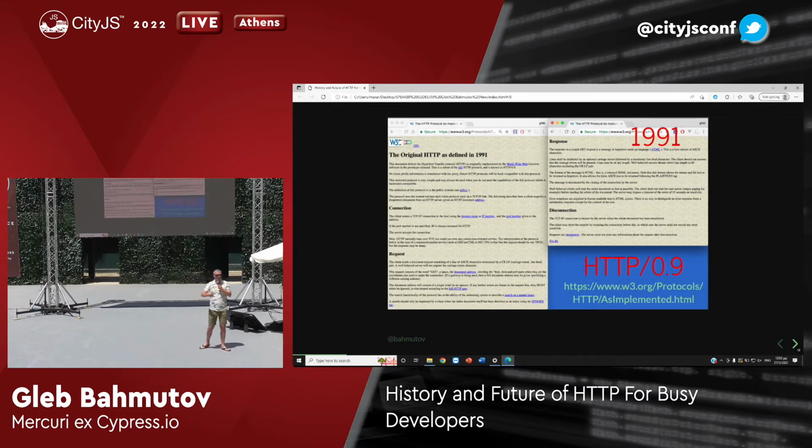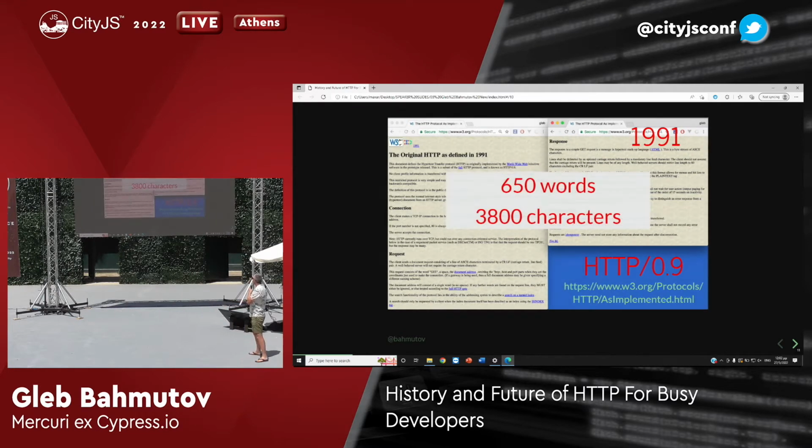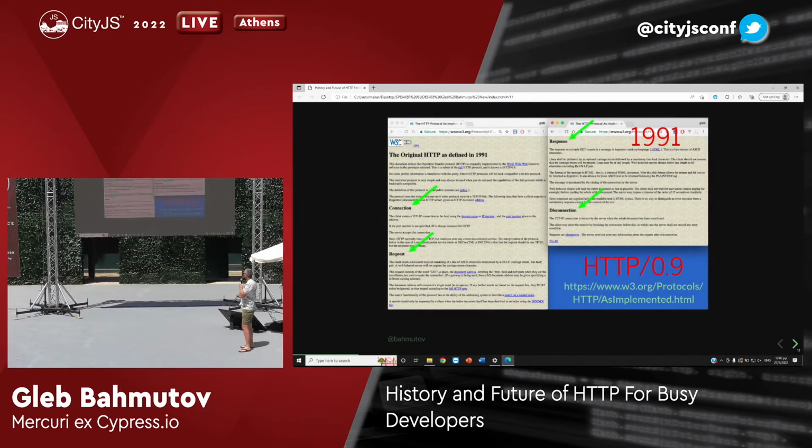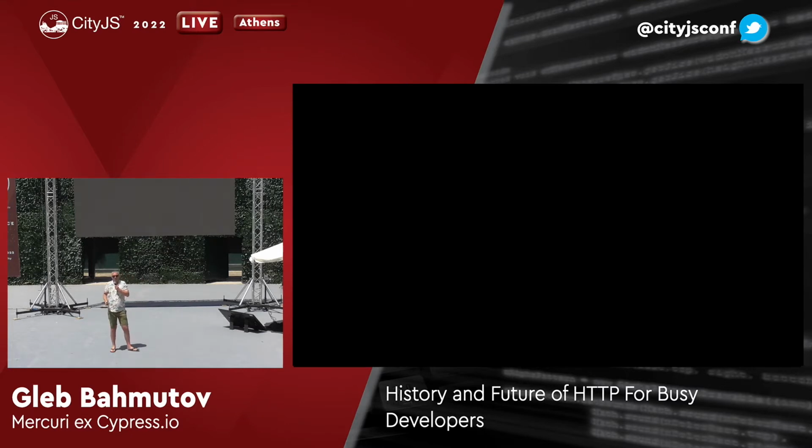His specification for how the browser will ask the server for HTML documents is less than 2 pages. 650 words, I believe. Less than 4,000 characters. That's the whole specification originally. It only has 4 parts: the connection, the request, the response, and disconnection. You don't need anything else.